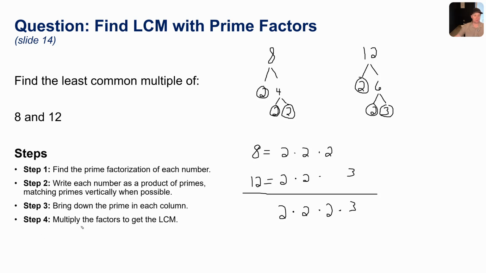Okay, so step 4, multiply the factors to get the LCM. So 2 times 2 is 4, 4 times 2 is 8, 8 times 3 is equal to 24. So the least common multiple of 8 and 12 is equal to 24 here. Okay. Let's try with the next two numbers that was similar to the factor list.